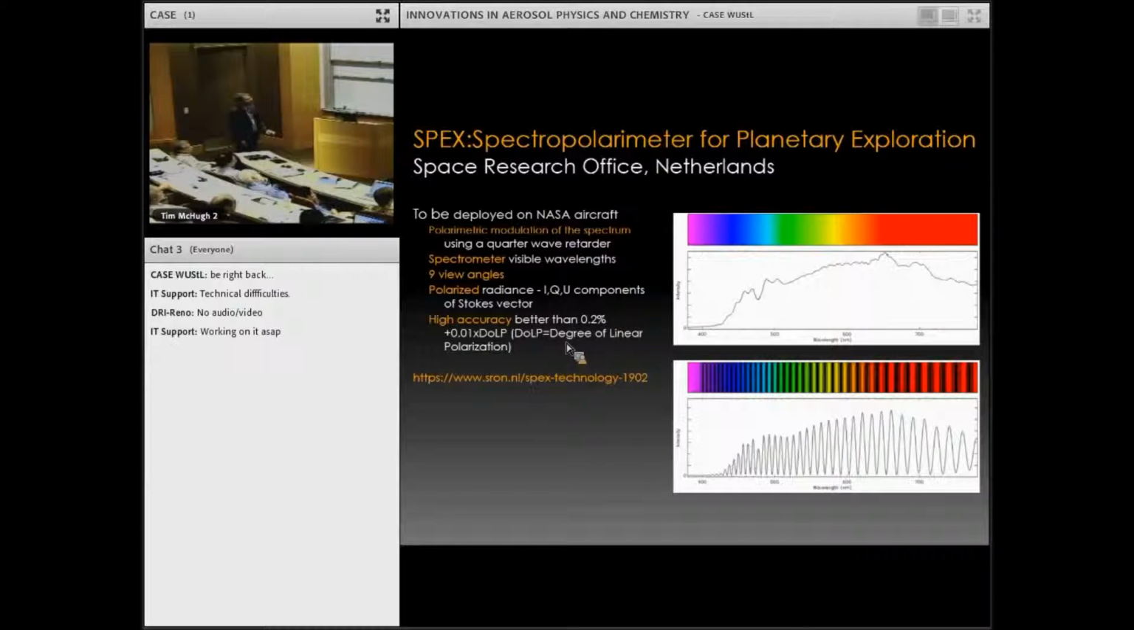So there are all these different polarimeters that exist. The question is, what are we going to build in the future? What choices do we make between all these different characteristics between these instruments?